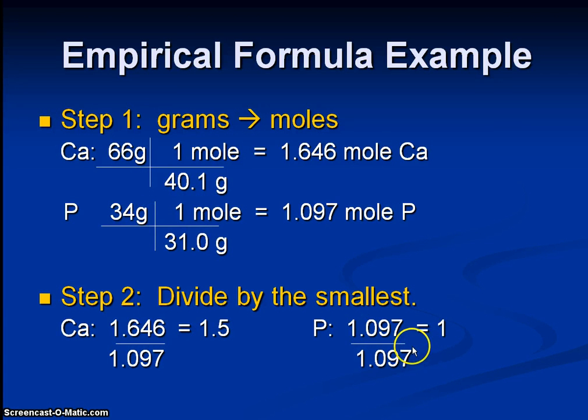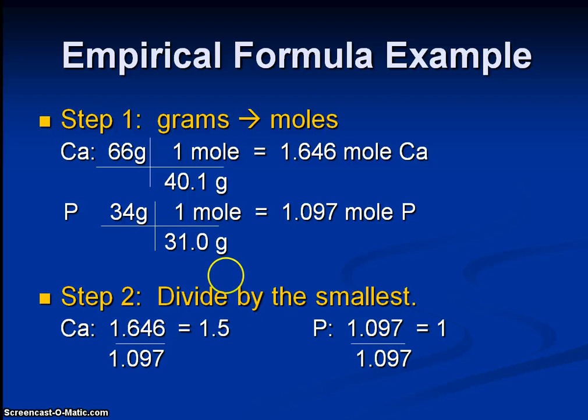And notice that it fixed phosphorus because now you have a 1. And it didn't quite fix calcium. So 1.5 is not close enough to round. At this step, it needs to be either 0.9 or 0.1 for you to round up or down. But if it's anywhere between 0.1 and 0.9, you're going to have to multiply it.